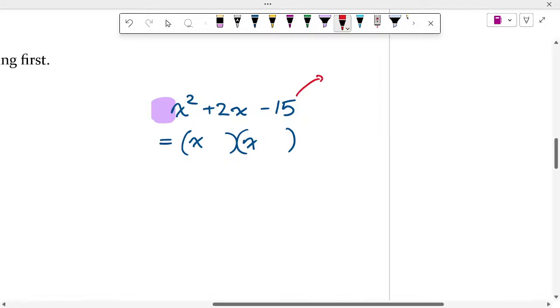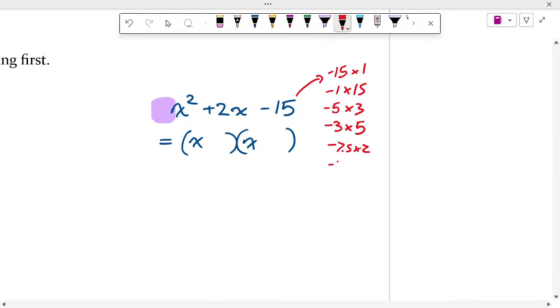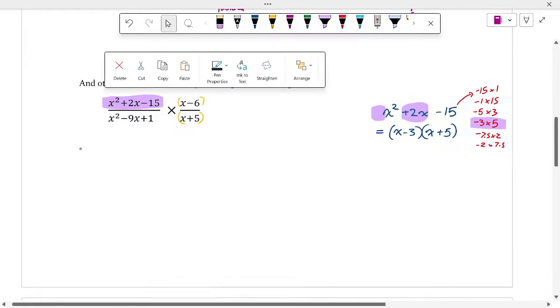Yeah, negative 15. So what are the options? Obviously, negative 15 and 1, negative 1 and 15, negative 5 and 3, or negative 3 and 5. Any other? I guess negative 7.5 and 2, negative 2 and 7.5, but we're getting silly here. What's the pair? Yeah, positive 5, negative 3 works, because what do we want to add to? Positive 2. Good. So what are these brackets then? Awesome. So we can start to rewrite this expression.